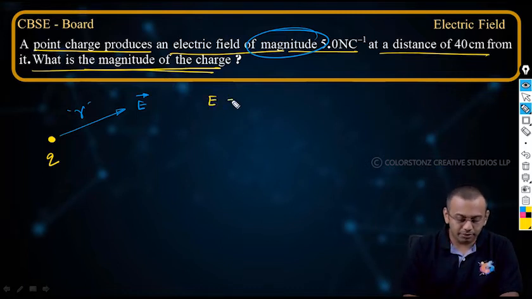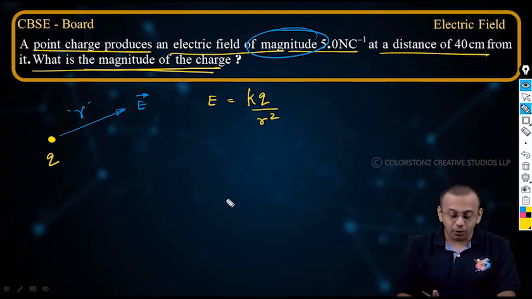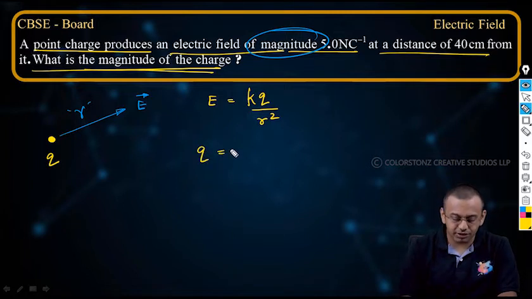So formula for the magnitude of electric field is very simple. KQ by R square. Now, everything is given here. Q is unknown. So let me just rearrange this and write it this way. Q equals ER square upon K.